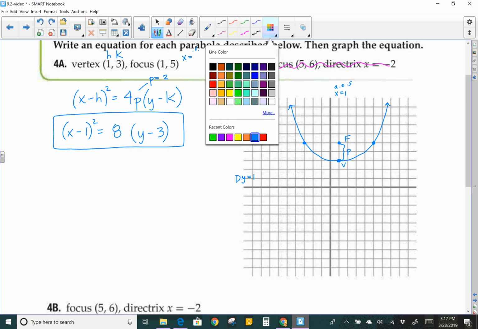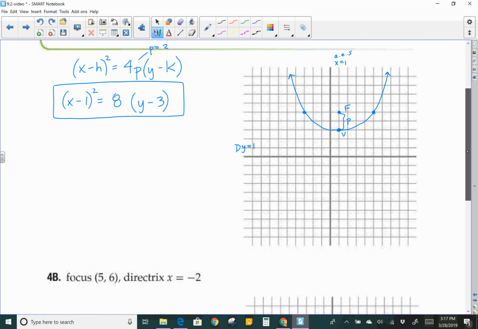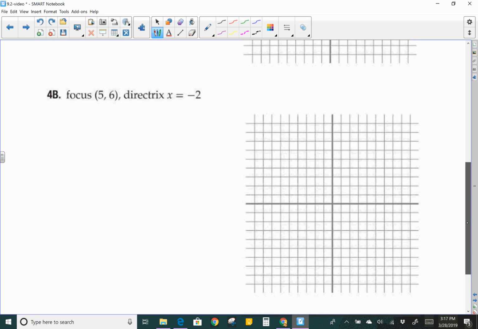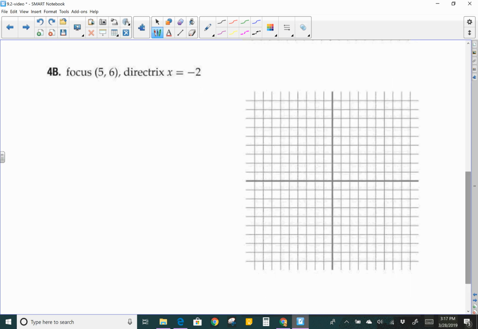All right, let's look at the next one. And I think it's the last one. All right, so this time, focus is at 5, 6. So 1, 2, 3, 4, 5. 1, 2, 3, 4, 5, 6. But that's the right spot. That is my focus. My directrix is x equals negative 2. Okay? X equals negative 2 is right here.